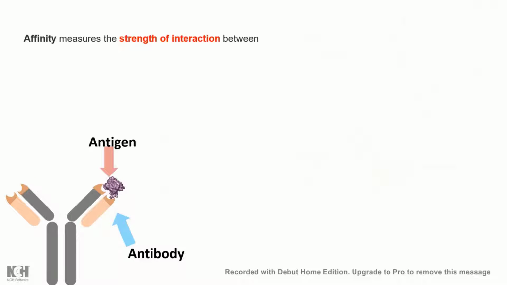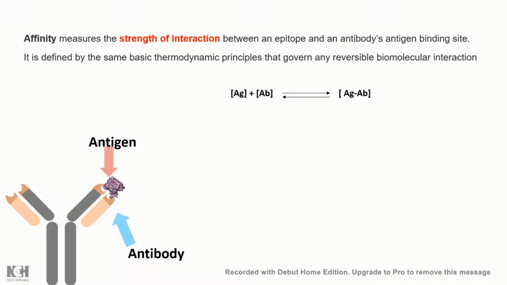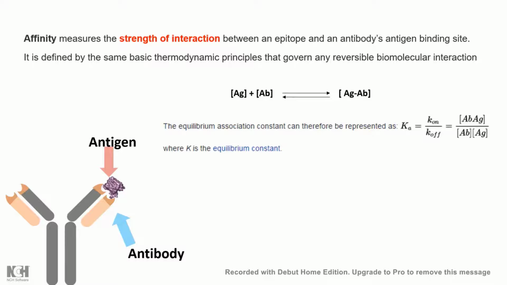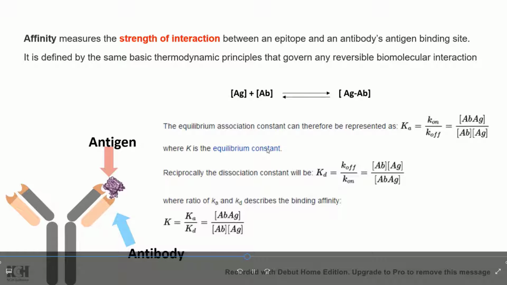Affinity is a measure of the strength of interaction between the epitope, that means the specific antigenic determinant, and the antibody's antigen binding site. Between these two, the binding strength is known as affinity. Affinity can be described by the simple thermodynamic principle which governs biomolecular reversible interactions. Assuming antigen and antibody make a complex, and this complex can be broken down as well, that is why this interaction is reversible, and this is denoted by a simple equation. The equilibrium association constant would be defined like this, and the dissociation on the other hand would be determined like this, and the ratio of association versus dissociation would give the binding affinity of an antigen antibody reaction.